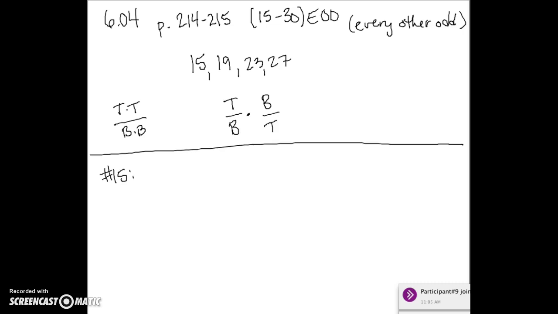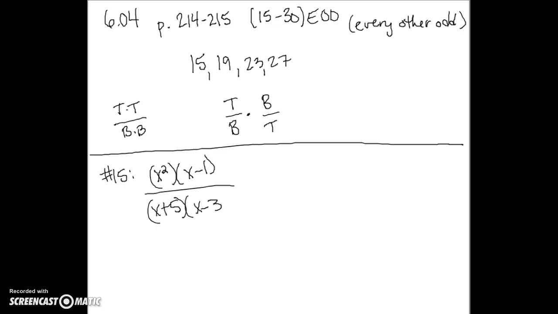Number 15 is x squared times x minus 1 over x plus 5 times x minus 3. This is going to be multiplied by x plus 5 over x times x minus 1.